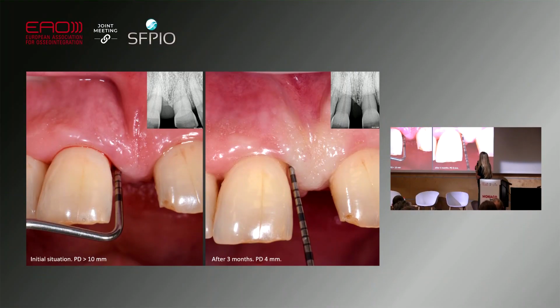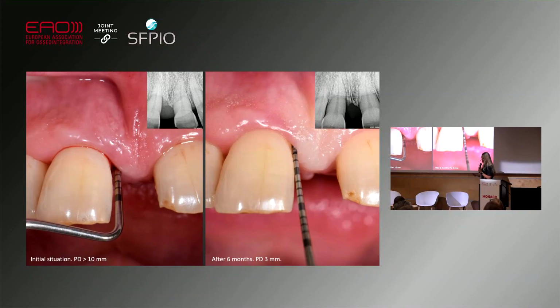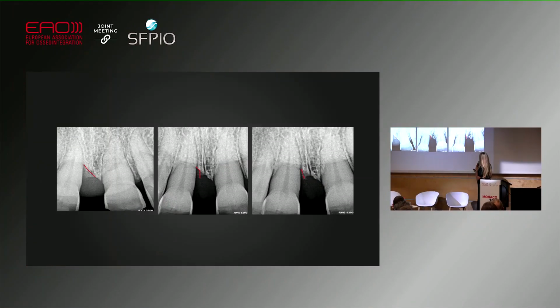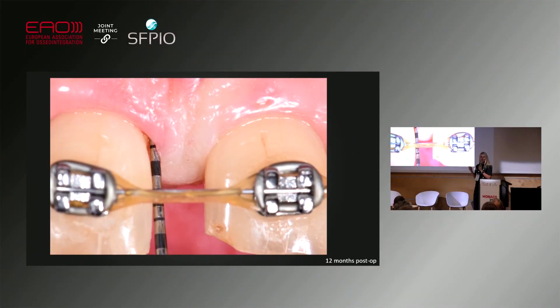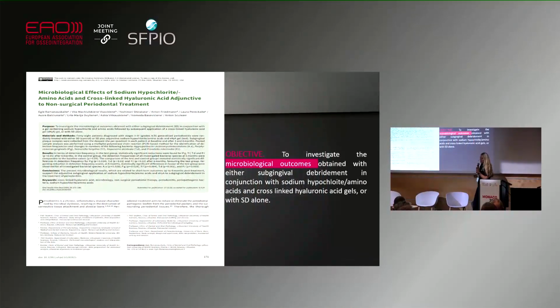After 3 months, we see a probing depth of only 4 millimeters. So basically we achieved our treatment goal because it's not bleeding on probing, and radiographically we see the formation of new bone. After 6 months, again, it's still stable, it's 3 millimeters, and we can observe the formation of new bone radiographically. Actually, I saw the patient recently. She's undergoing the orthodontic treatment now, and still the probing depth is stable, 4 millimeters or less.